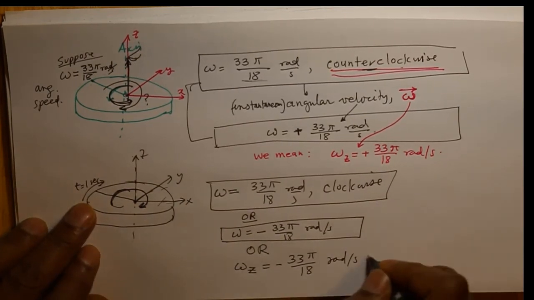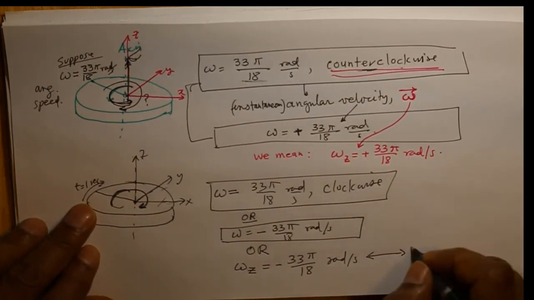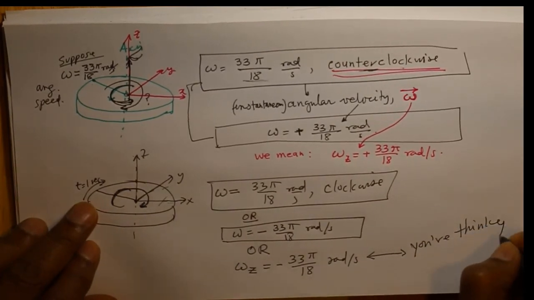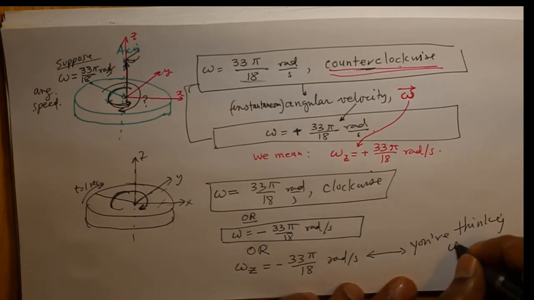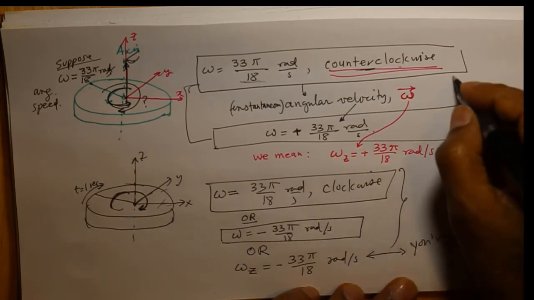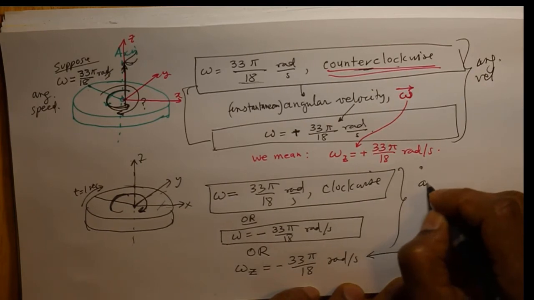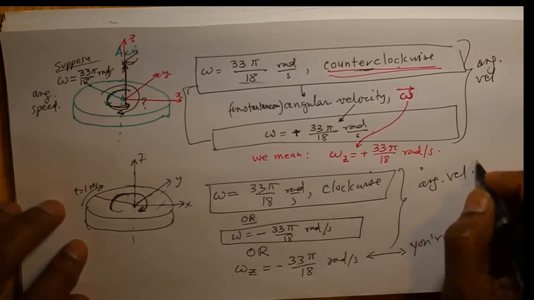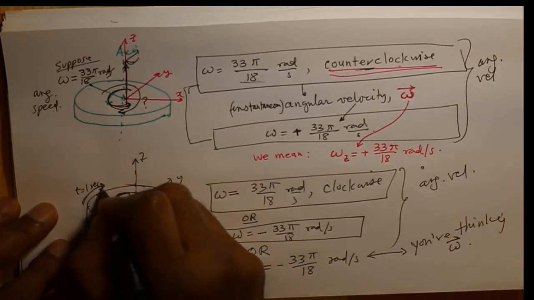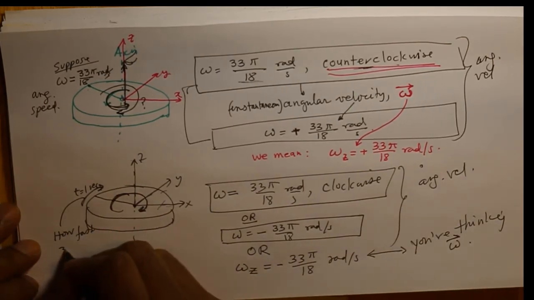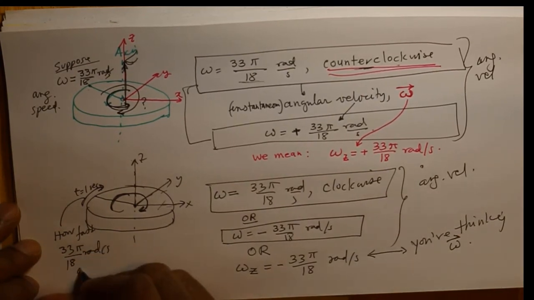Sometimes when you write like this, it means you are thinking of a vector notation for the angular velocity. These are all angular velocity. While how fast it's going, 33 pi over 18 radian per second, that's angular speed.